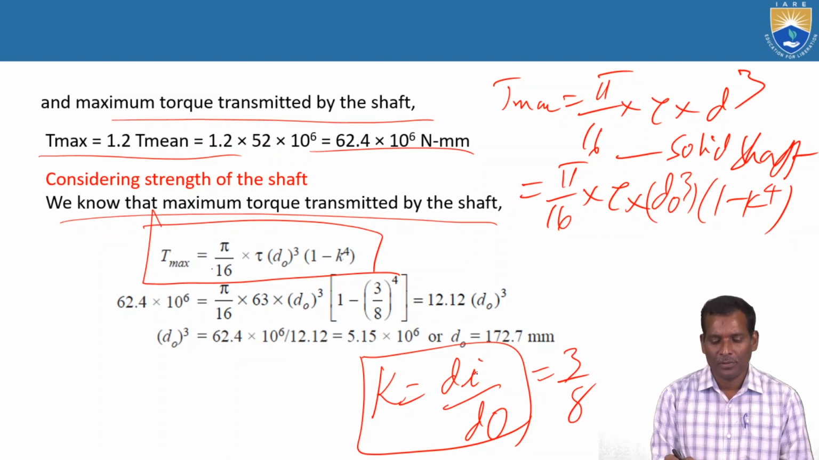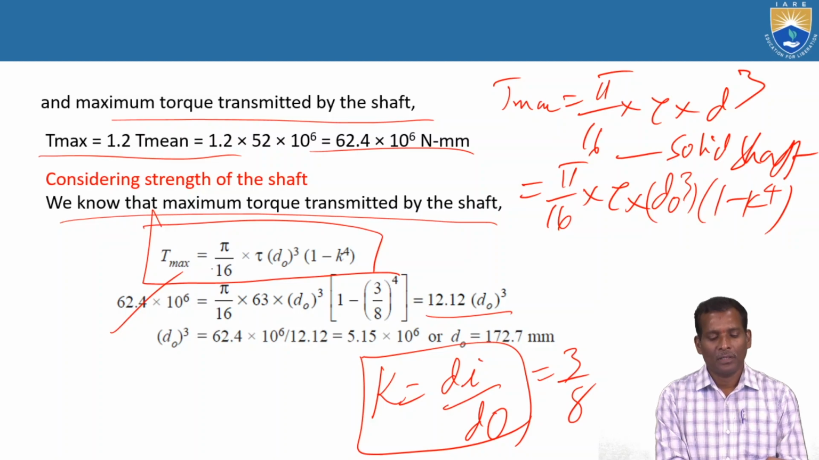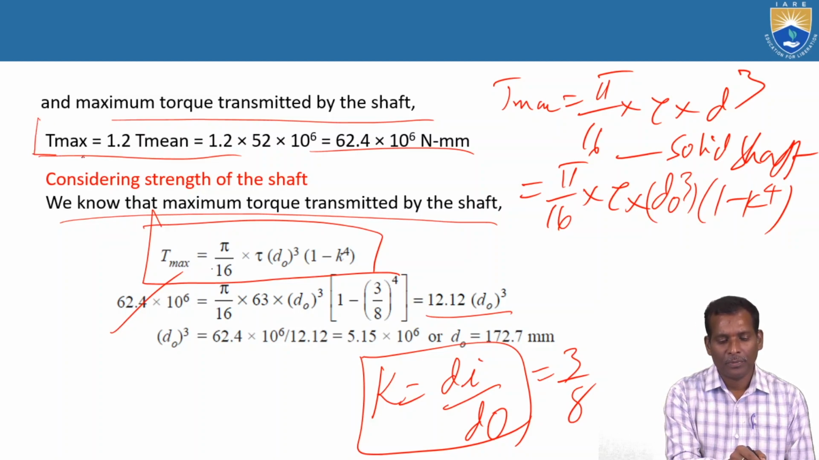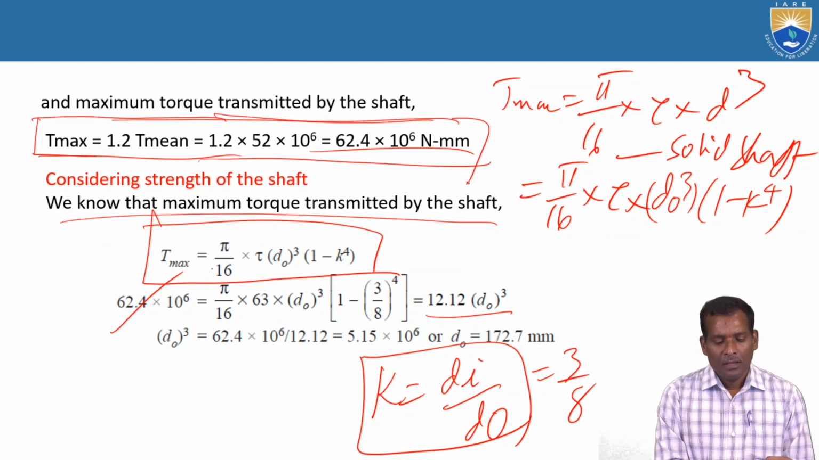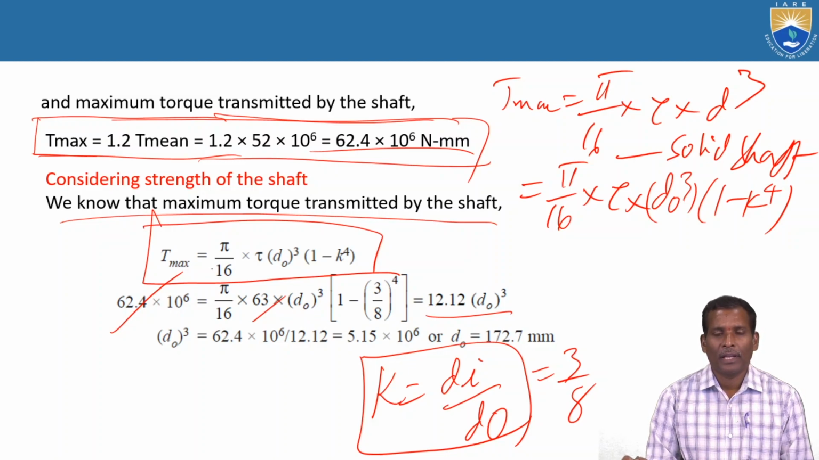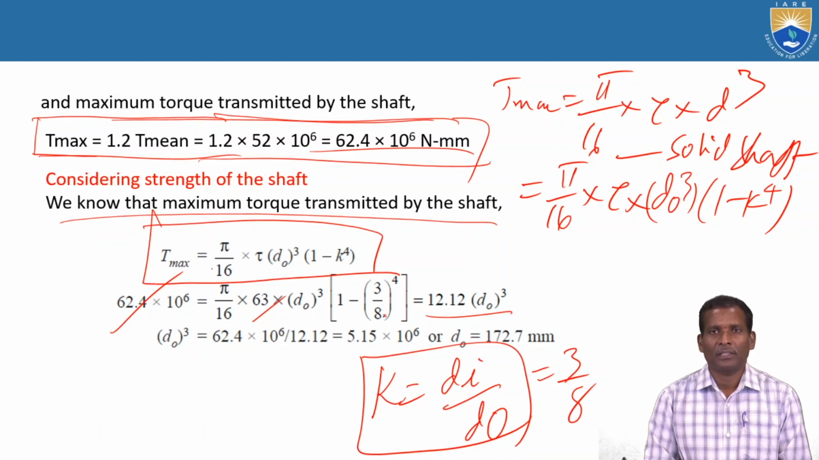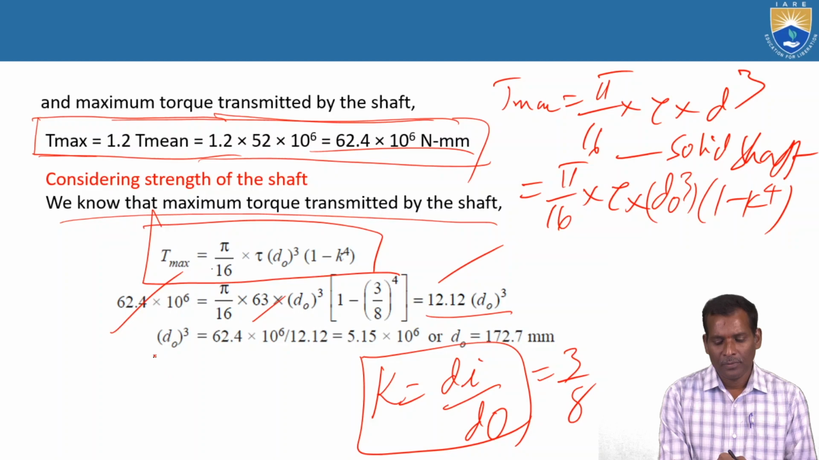Now substitute those values and you will get the result. First, substitute the T max value, the maximum torque, which is obtained by using the given relation. Then the shear stress is given. D naught we don't know, so we need to calculate D naught only. The ratio of internal diameter to external diameter is given as 3 by 8. Substitute those values and you will get D naught.